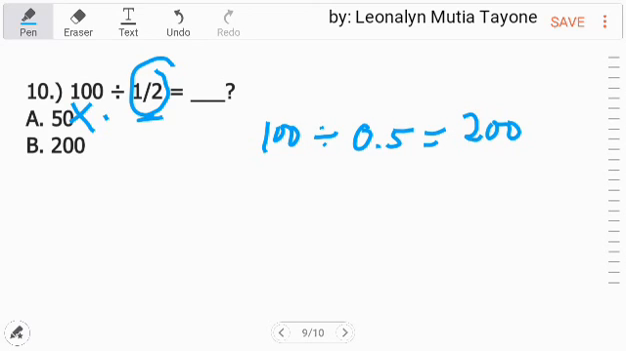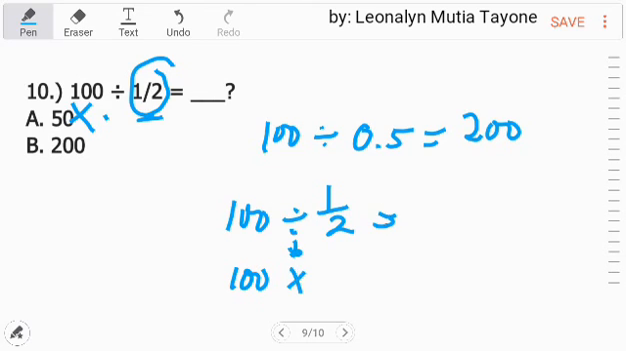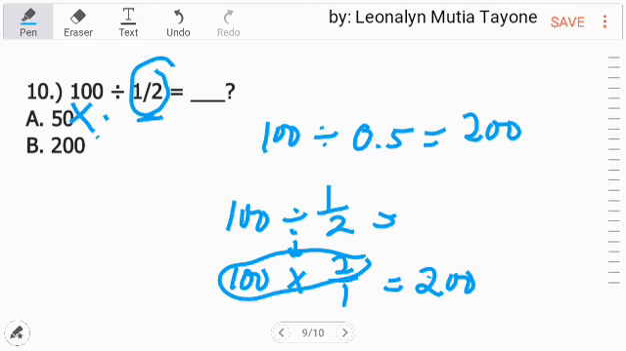Or, isipin nyo na lang, meron tayong division of fraction. 100 divided by 1/2. Kopyahin lang si 100, ang division maging multiplication, reciprocal ni 1/2, 2/1. So, pwede na siyang i-multiply natin and that is 200. So, ang tamang sagot dito ay letter B, 200.